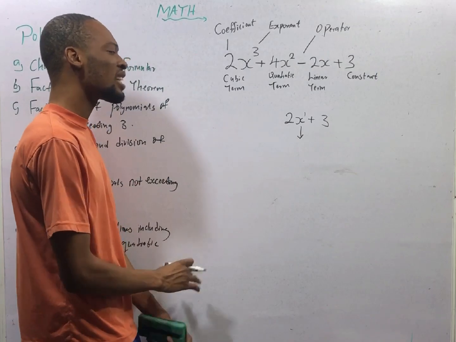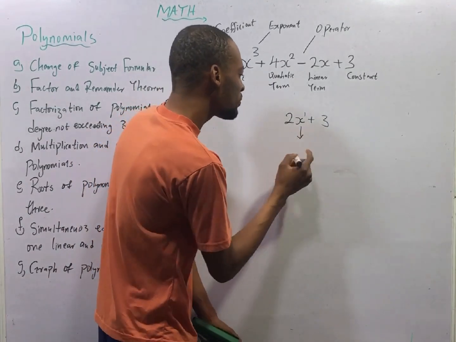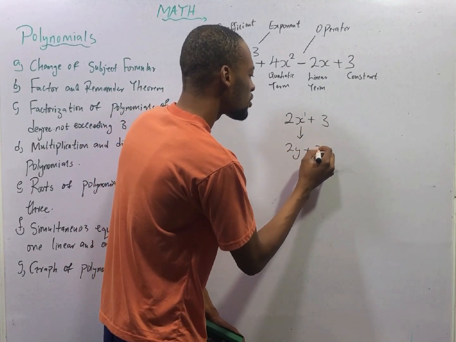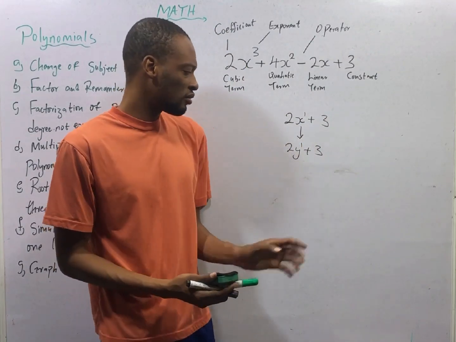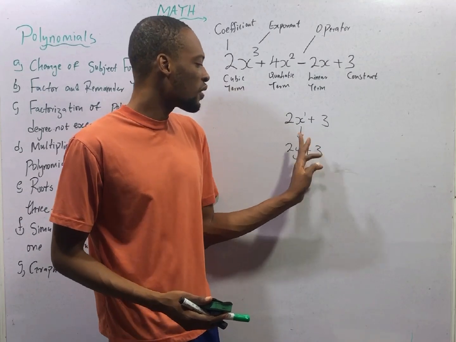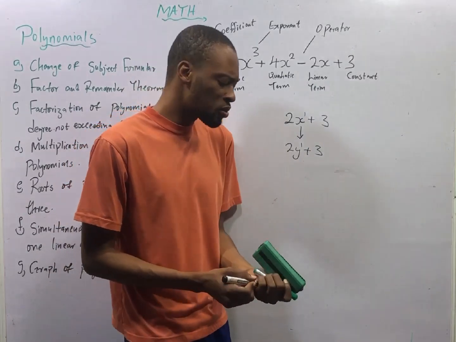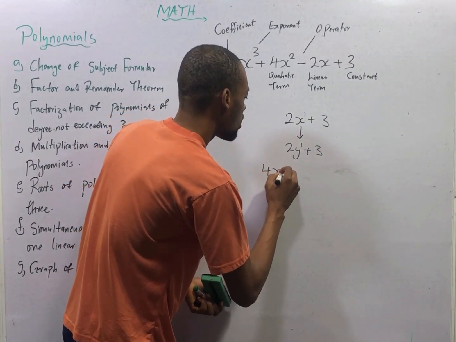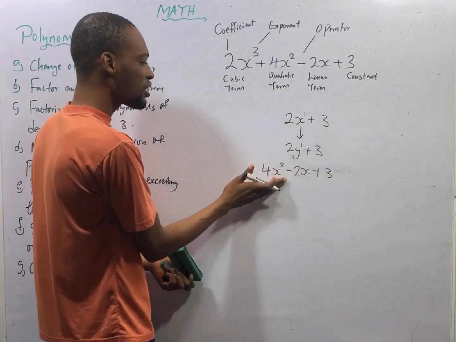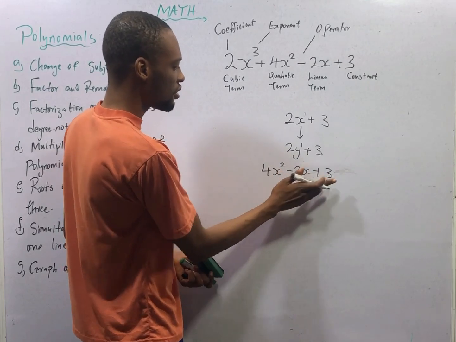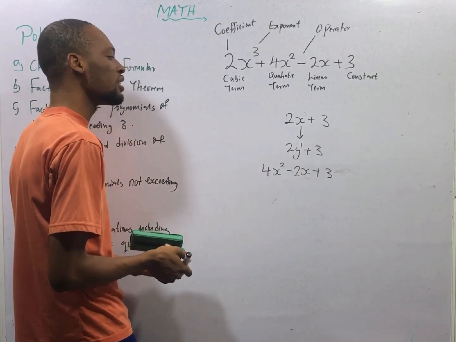Anytime you see just an s or a y, it is the same thing as raised to the power of 1. This can also be written this way, 2y plus 3, where this is y raised to the power of 1. The variable is y, the power is 1, the coefficient of the variable is 2, and 3 is the constant. We can also do it like this: 4s squared minus 2s plus 3. This is a variable, this is another variable, this is a constant. These are coefficients of the variable, and this is the power or exponent.